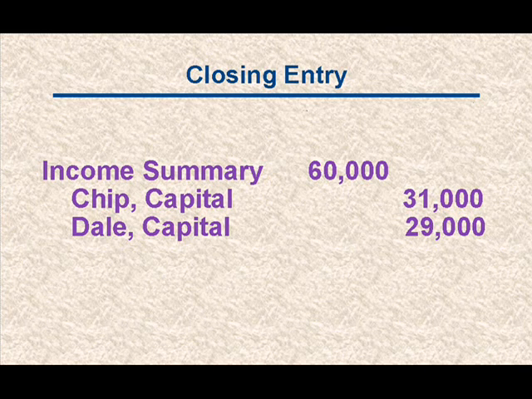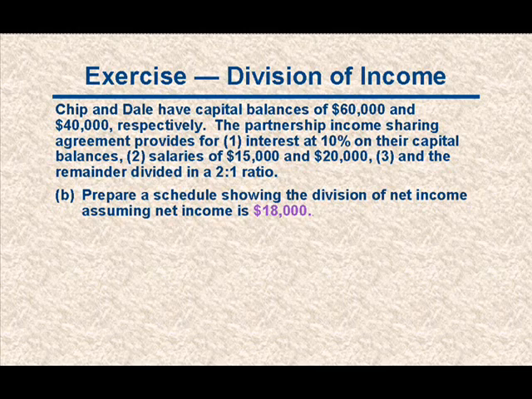There was a multi-step agreement. The schedule helped us determine each partner's share. The schedule helped us determine how to make this journal entry. Well, let's reconsider the exercise. Instead of having the amount of net income we've already determined, what if net income were $18,000? How would the facts be different?